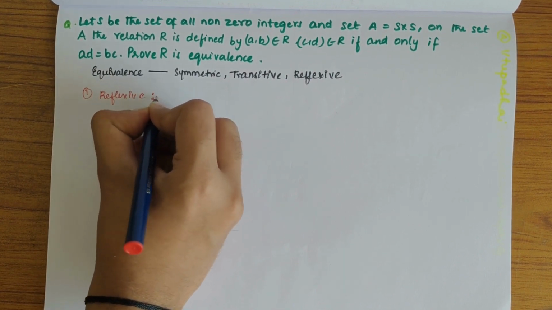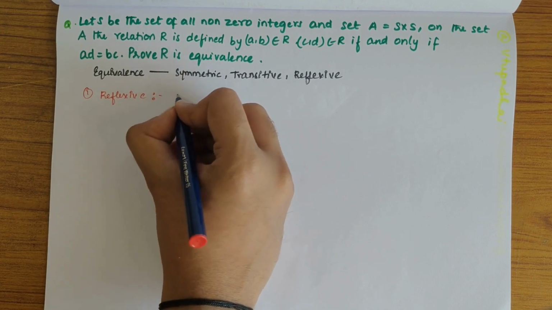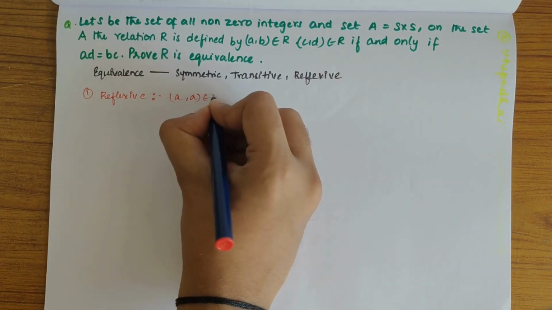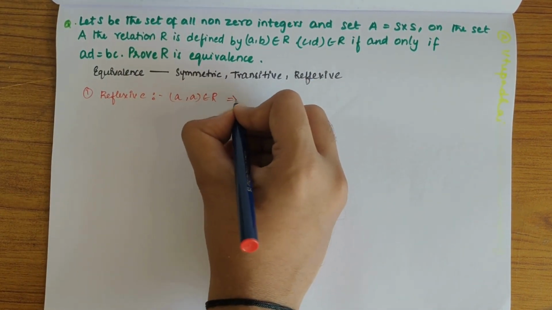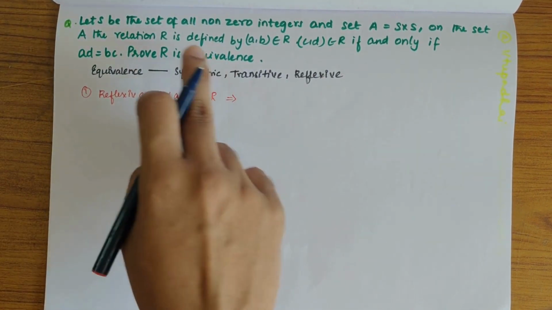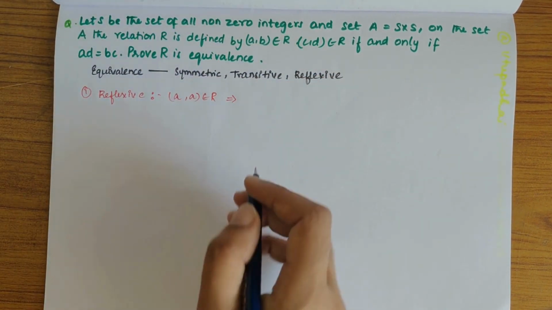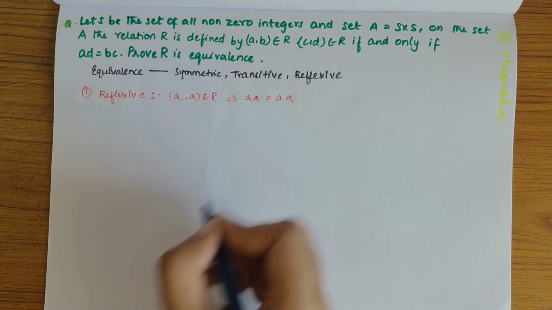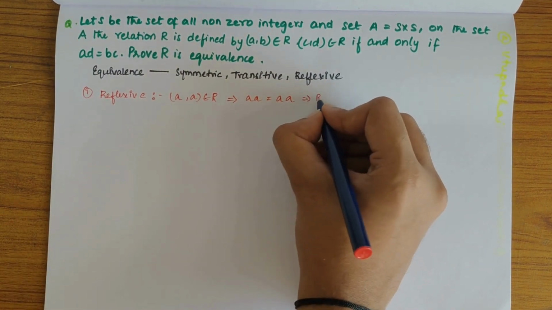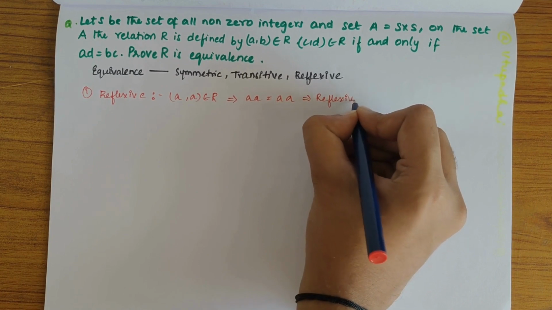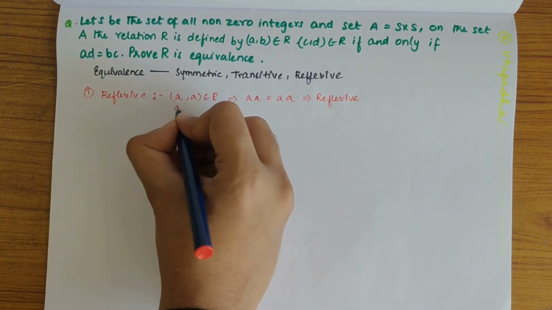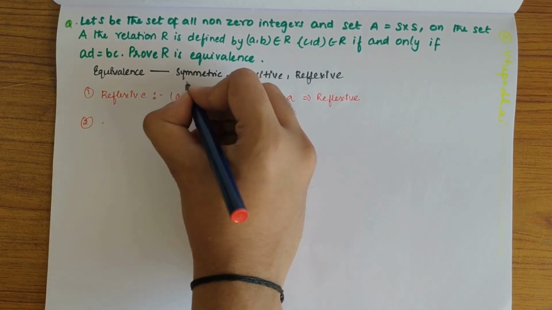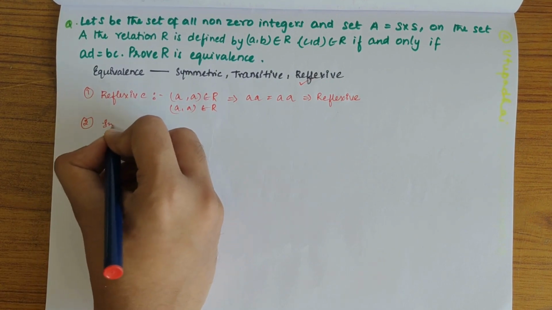reflexive. A relation is said to be reflexive when all the elements of one set are related to themselves. So here the set A contains a's and b's, c's and d's, right? So we can say that (a, b) belongs to R. So (a, b) is equal to (a, b). Thus it is reflexive. Then we have symmetricity.